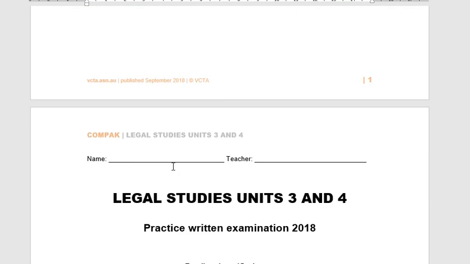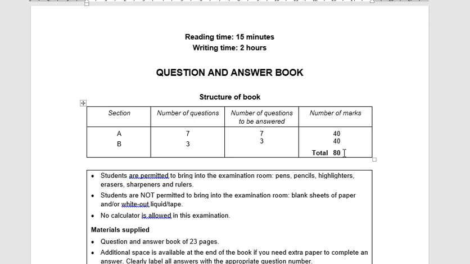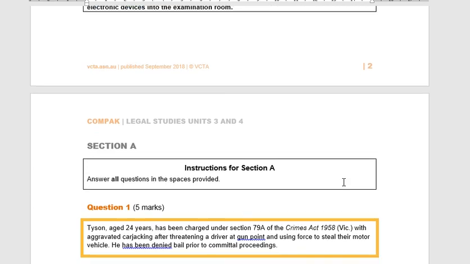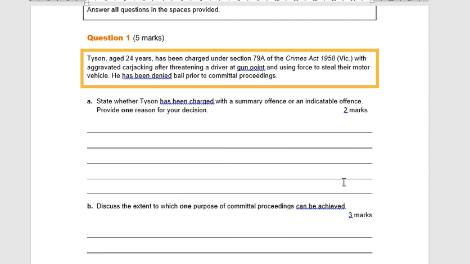So I'm going to scroll down to the first question. First of all, I know there's 80 marks, 40 marks in each question. So I know it's 1.5 minutes per mark. First case scenario.